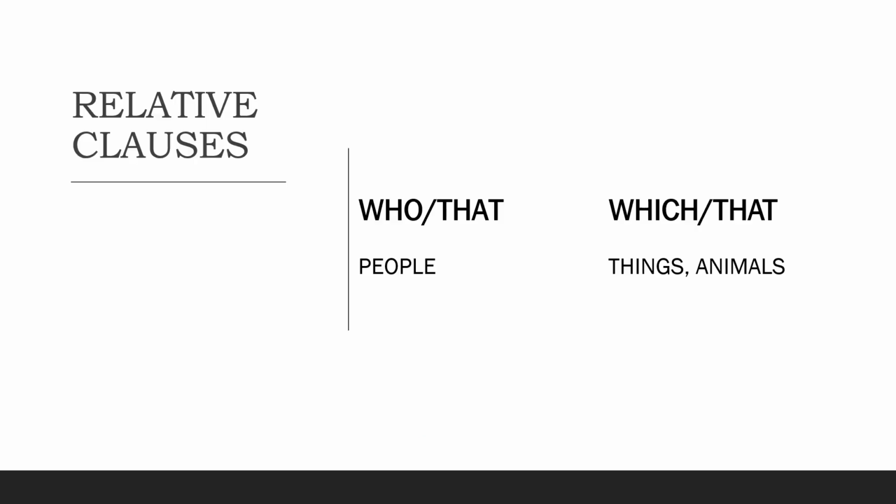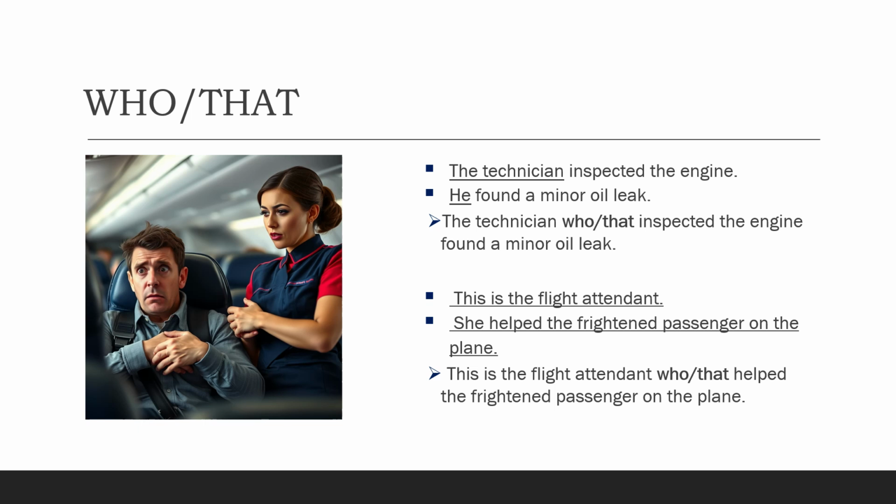We use who or that for people, and we use which or that for things or animals. We use who, that, or which to combine two sentences and to give more information about a noun. Here we have some examples.